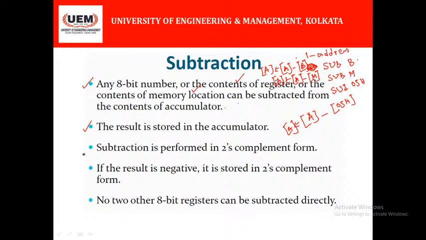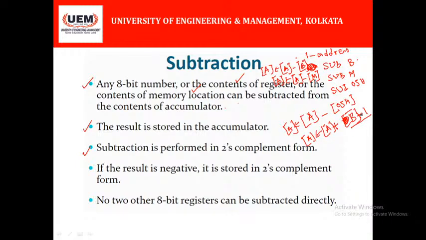Subtraction is performed in 2's complement form. Very simple. What is 2's complement form? A minus B, so I should write it in this way: A plus the 2's complement of B, the contents of the B register. So I should write it down as B bar plus 1. So B bar plus 1 is basically the 2's complement, and the result is going to be stored in the A register.